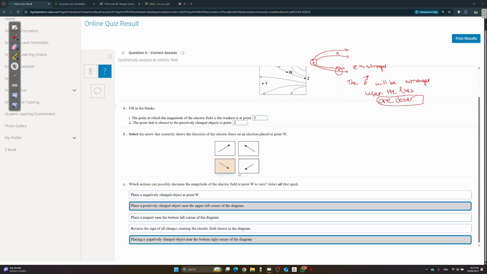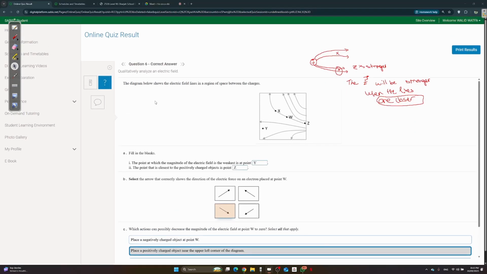Okay, so let's take a look here. I'm going to explain the ones that are correct and then cancel out the ones that are wrong. The correct one says place a positively charged object near the upper left corner of the diagram. If you put a positive object there, what's going to happen to the electric field lines? Do they go towards it or run away from it? Run away from it. Positive, they always leave, right? Yeah, 100%. Good job. So if they're going to leave, are these field lines still going to be going here? Nope. So over here we're going to have these ones going out, and these ones, are they going to keep on going in this direction?